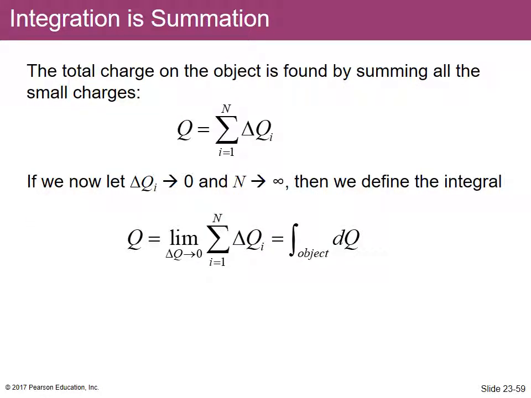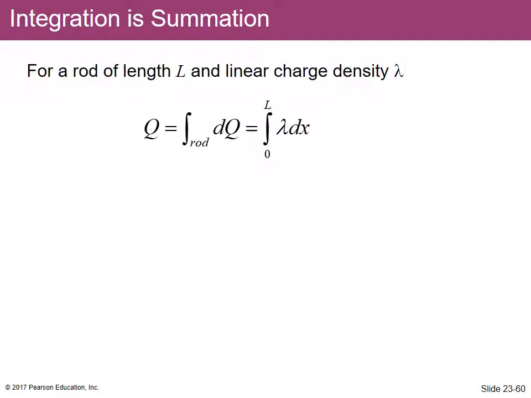The total charge on the object is found by summing all the small charges. If we now let delta q i go to 0 and n go to infinity, we define the total charge as the integral over the object for all charge elements dq. For a rod of length L and linear charge density lambda, the object is the rod, so the integral is the one-dimensional integral over the length of the rod.